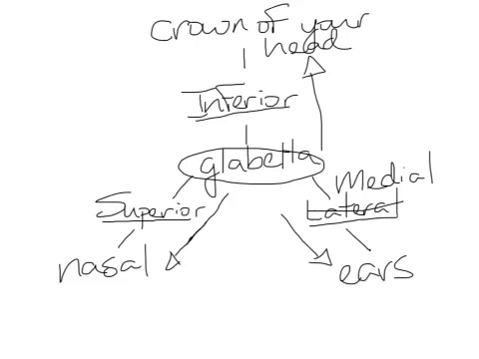Now, when you're done with this, you can look at this, and really you can get three sentences out of this, right? You can get that the glabella is inferior to the crown of your head. Okay? You can say that the glabella is medial to your ears. And you can say that the glabella is superior to your nasal region. Three sentences right there. You're halfway through a paragraph about writing about something. All right, so good job. There it is.